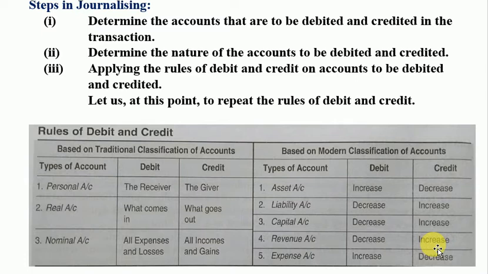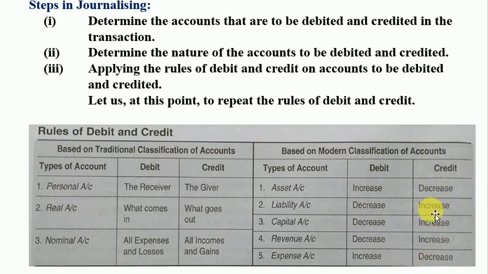Now comes towards the revenue. Whenever revenue increases, it will be recorded in a credit side, and whenever the revenue decreases, it will be recorded in a debit side. And now comes towards the last one, that is expenses. Whenever expenses increase, it will be recorded in a debit side, and if it decreases, it will be recorded in a credit side.